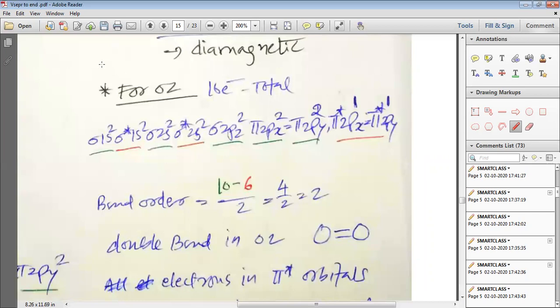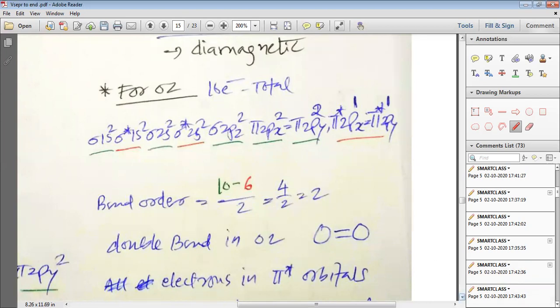So now you can see that the green color underlined BMO electrons are 2 plus 2, 4 plus 2, 6 plus 2, 8 plus 2, 10, whereas the red color underlined antibonding ABMO electrons are 2 plus 2, 4 plus 2, 6. So the bond order is 10 minus 6 by 2, that is 4 by 2, that is 2.